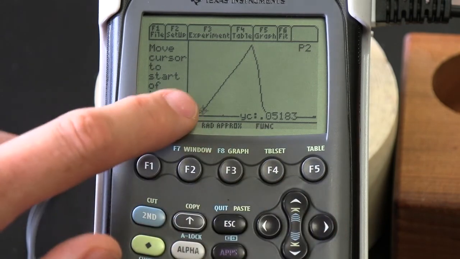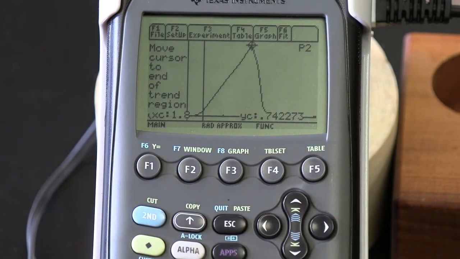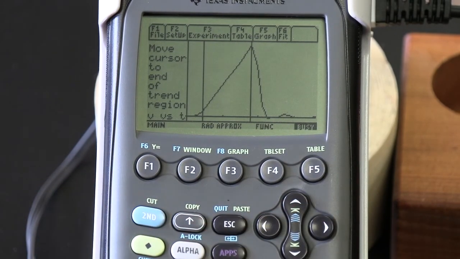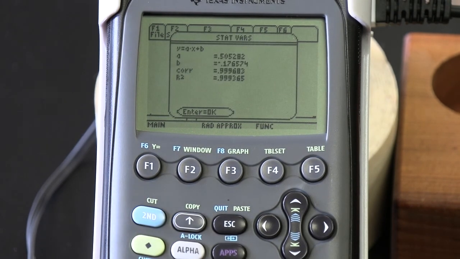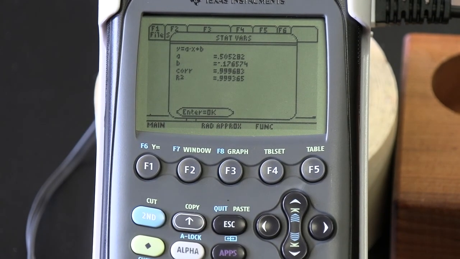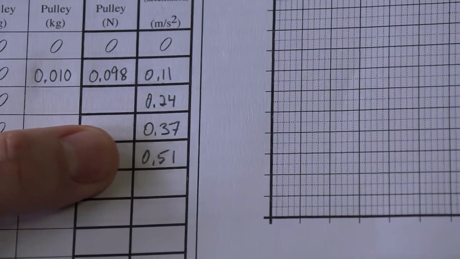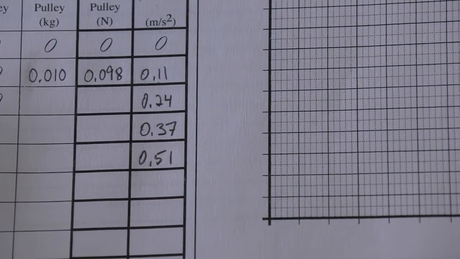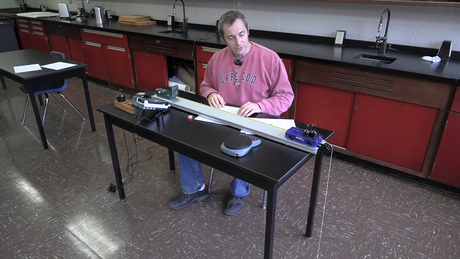Let's tell it to start right here. That's about where the acceleration begins, and it ends about there, so we'll tell it to stop there. Give it a moment to calculate. And I see about 0.505, which I'll call 0.51 for the acceleration. So again, I put my number there. You're going to look into the Google Sheet for your own acceleration for this trial run of 40 grams. So that was 40 grams.